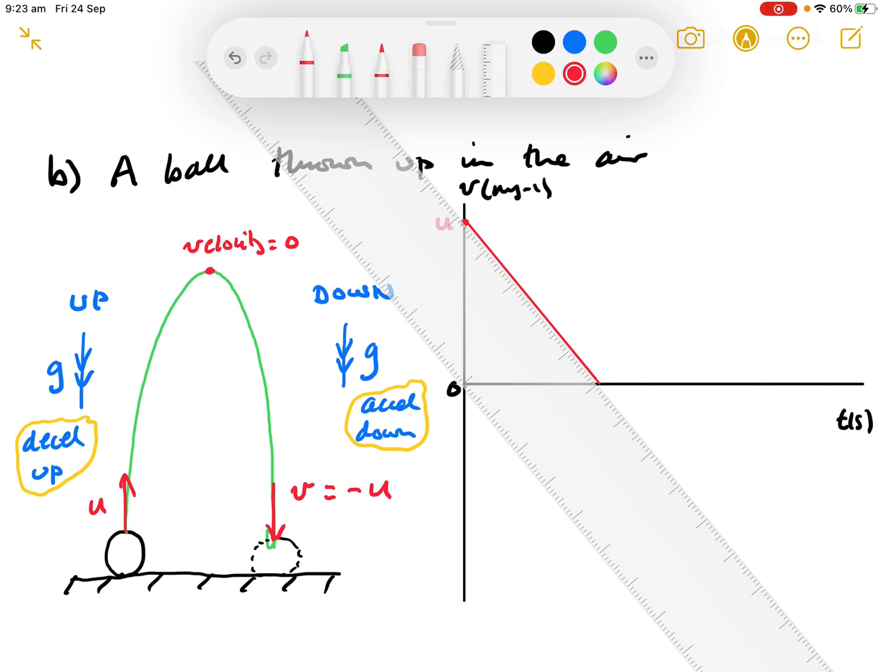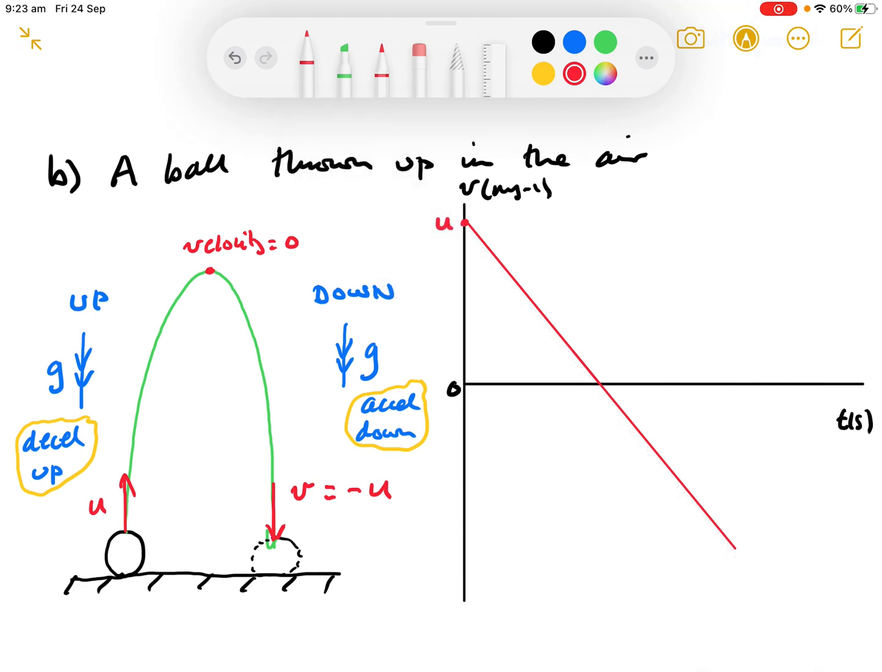Now the acceleration downwards is minus 9.8 meters per second squared, and the deceleration upwards was also minus 9.8. So the gradient of this velocity time graph line must be constant. It's always minus 9.8, so it's always a negative gradient, so the line is always sloping down to the right. And what it does then is, on the way back down, it carries on like so. And there we have it.